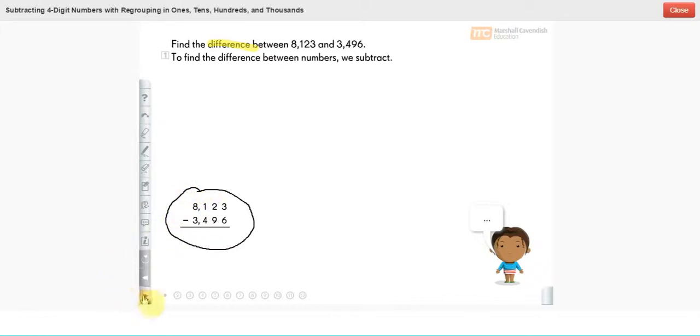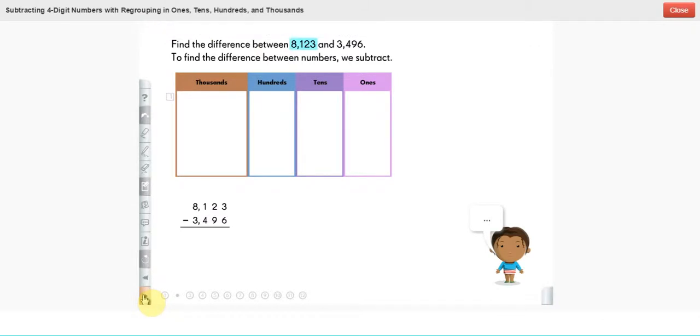Okay, next we're going to move on to segment number 2. We're going to discuss how we're going to use a place value chart to help us subtract. We're going to show 8,123 using base 10 blocks. I would then ask my students how many 1,000 cubes, 100 squares, 10 rods, and unit cubes we should be putting into the place value chart. When I've had that discussion, I can click to show them what the place value chart should look like.